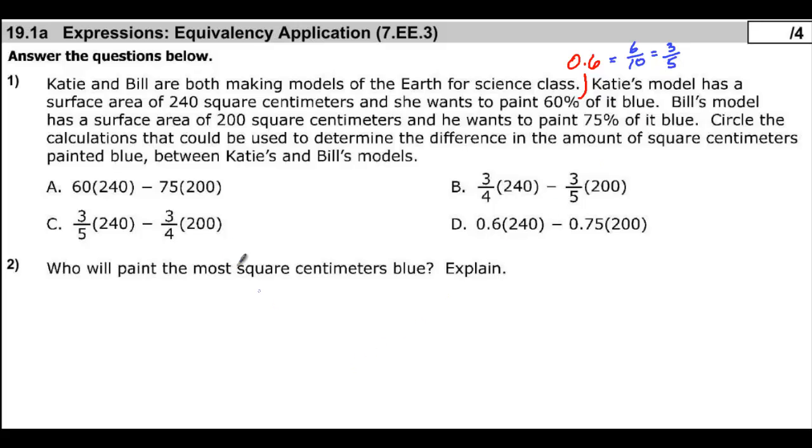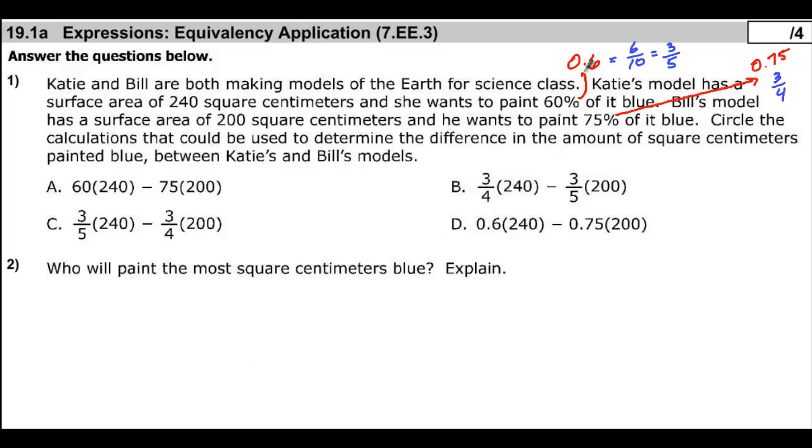Why am I showing it as a decimal and a fraction? Because all of these answers we have to match it against include either decimals or fractions. Let's look at the rest of the problem. Bill's model has a surface area of 200 square centimeters, and he wants to paint 75% blue. Let's put Bill right here. 75%, 0.75, and the fraction 3/4.